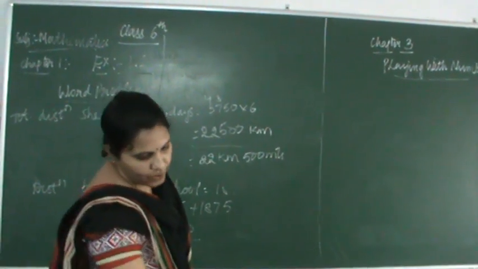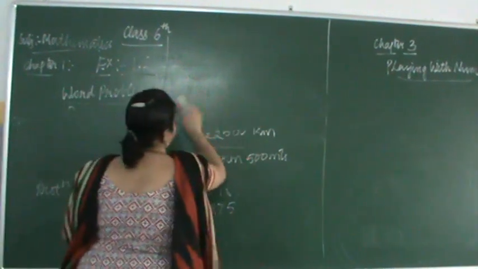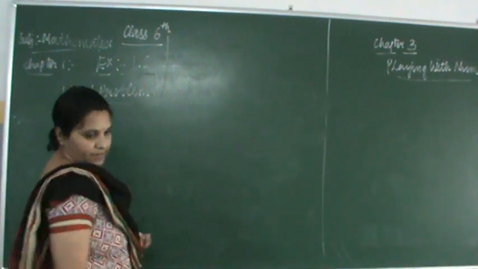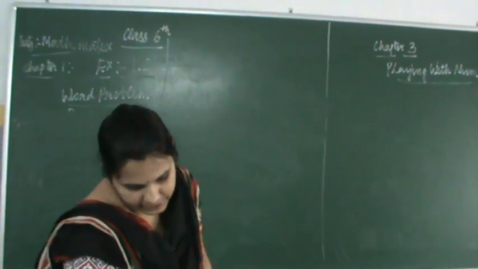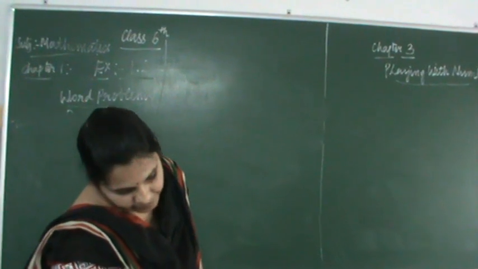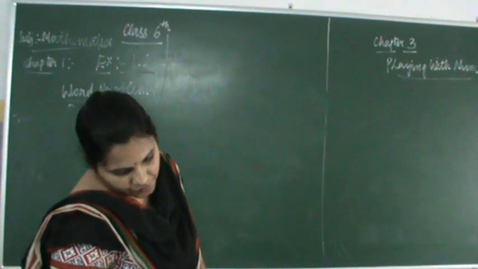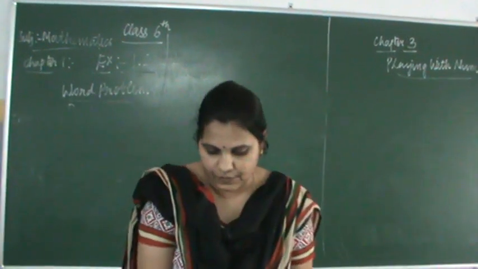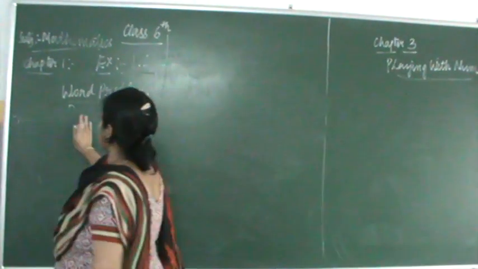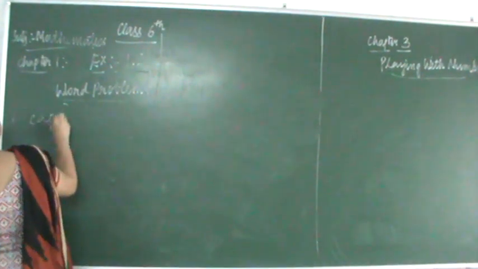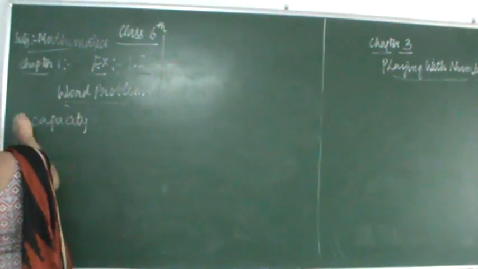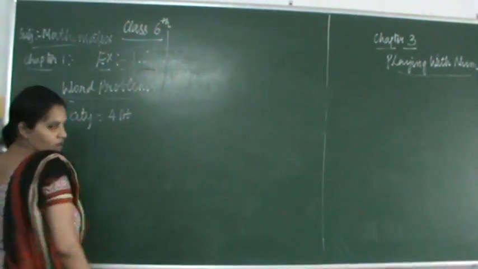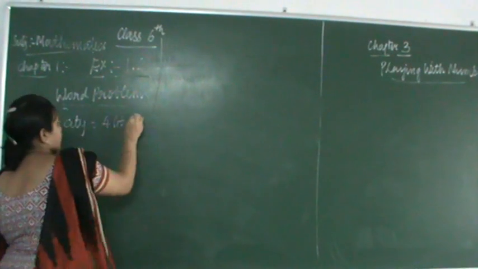A vessel has 4 liters 500 milliliters of curd. In how many glasses, each of 25 ml capacity, can be filled, is asking. So the vessel has 4 liters 500 milliliters of curd. So what is the capacity of the vessel? 4 liters 500 milliliters.